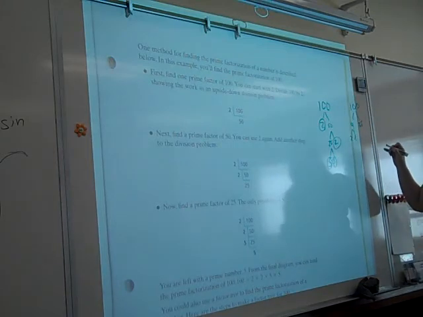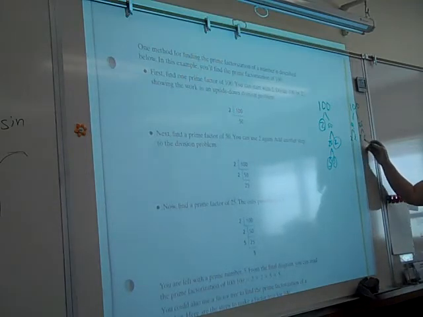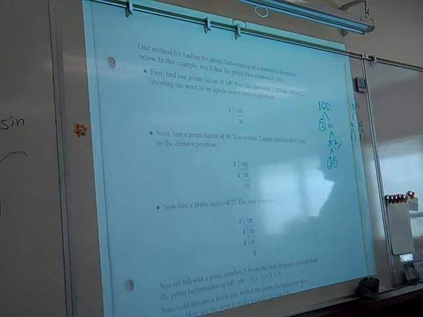Is 25 prime? Nope, so we got to keep going. 5 times 5, and what did we end up with? 2 times 2 times 5 times 5. And how does that relate to what we came up with over here? It's exactly the same, it's just in a different order, isn't it?